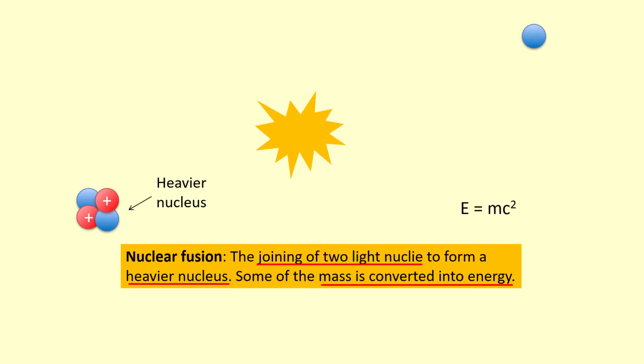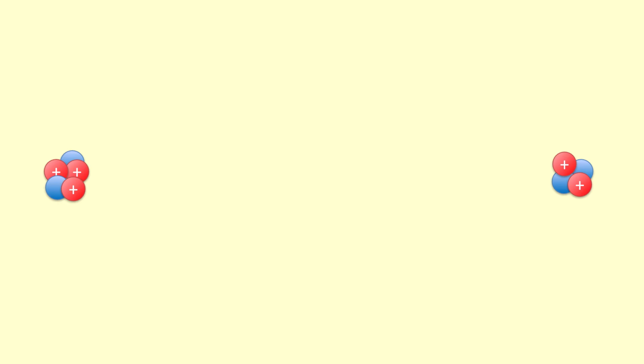So this is where Einstein's famous equation E equals mc squared is used. We can use the decrease in mass, the mass that's disappeared, and multiply it by the speed of light squared, and you get the energy that's being released. So nuclear fusion can occur with not just hydrogen, but many different nuclei.